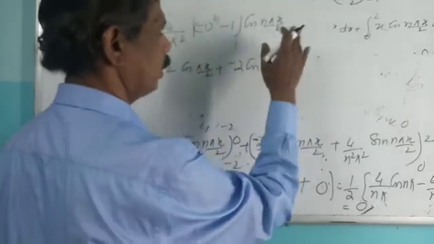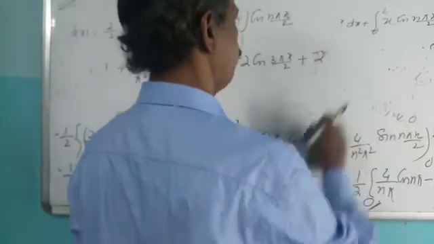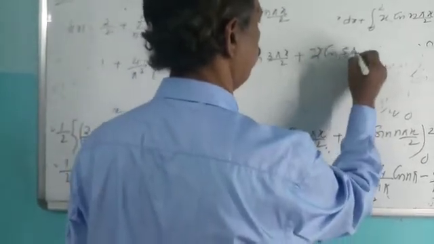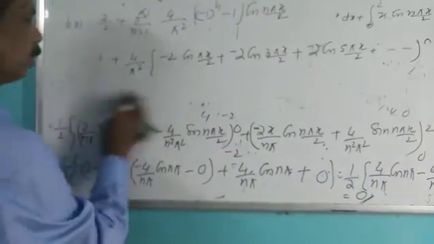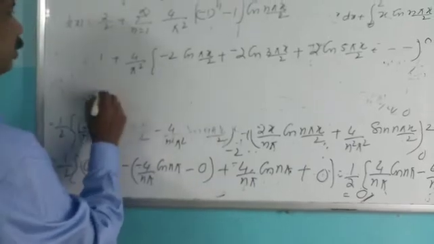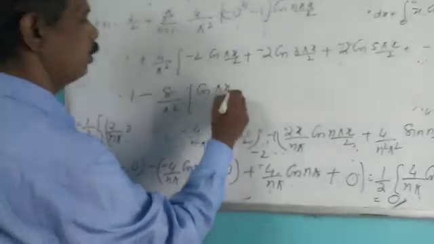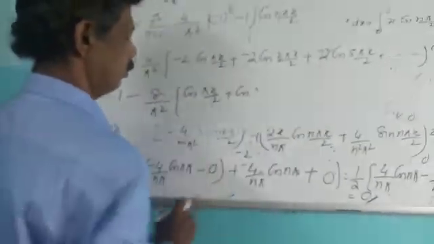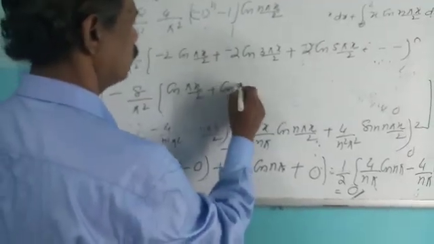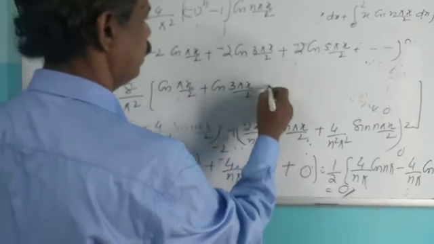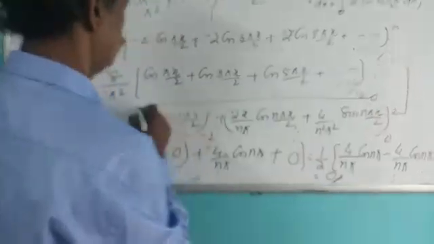Similarly, when n equal to 4, it will cancel. When n equal to 5: −2 cos(5πx/2), plus etc. Then what do we do? We have to take −2 as a common term. So we can write this is equal to 1 minus 8 by π² into cos(πx/2) plus, taking minus as a common term, cos(3πx/2) and again plus cos(5πx/2), plus etc. That is the series of this expansion.